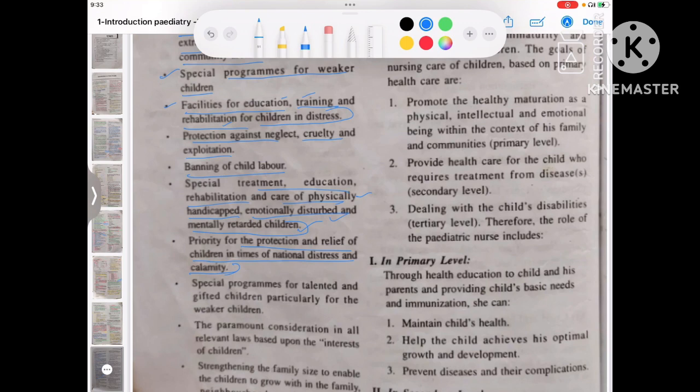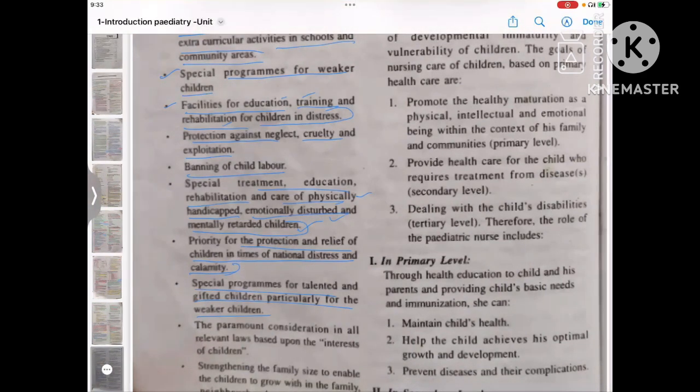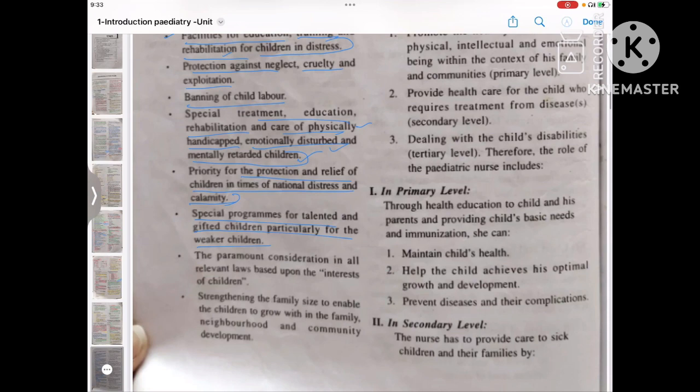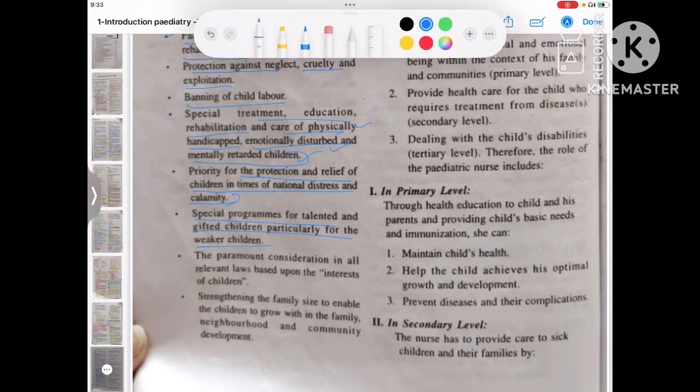The next principle is special programs for talented and gifted children, particularly for the weaker children. They will provide special programs for the weaker children, and for those who are more talented. The next one is the paramount consideration in all relevant laws, based upon the interest of the children.